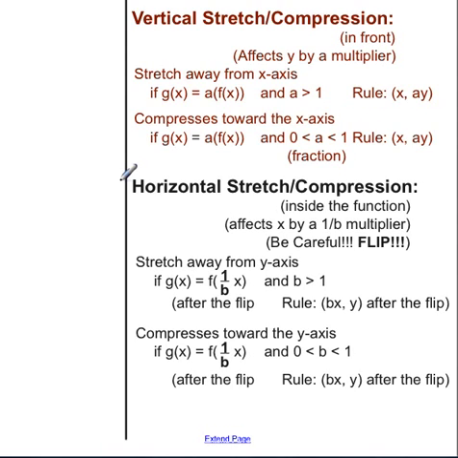Now remember that horizontal is a little bit different. It is inside the function, and it affects x by a 1 over b multiplier, which means you have to be careful and flip it. So remember, if it's on the inside and it says 1/3, it is actually going to affect the x by a factor of 3. Whereas, after that flip, if it is, say, 3x on the inside, that would be your compression factor of 1/3. So remember, it's going to be that opposite.